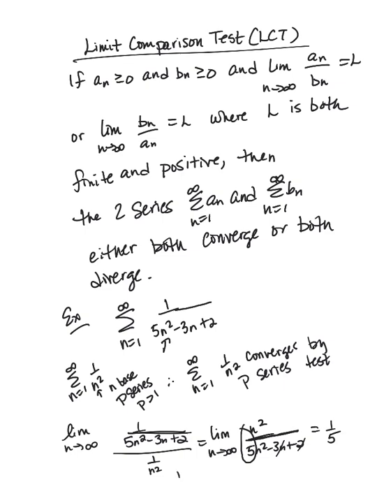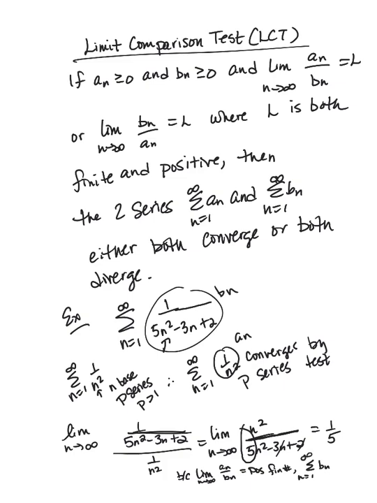Okay, so because this is a finite positive number, because the limit of a sub n over b sub n as n approaches infinity is a positive finite number, this series, we'll call this b sub n, call this a sub n. The series b sub n converges by the limit comparison test.